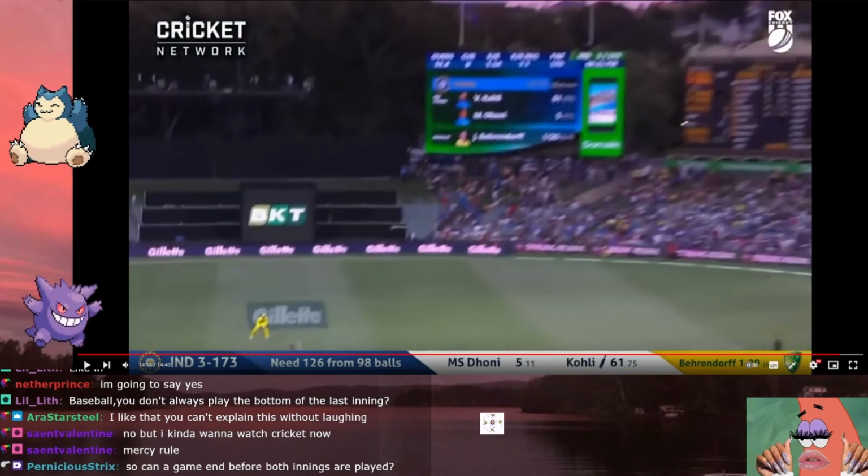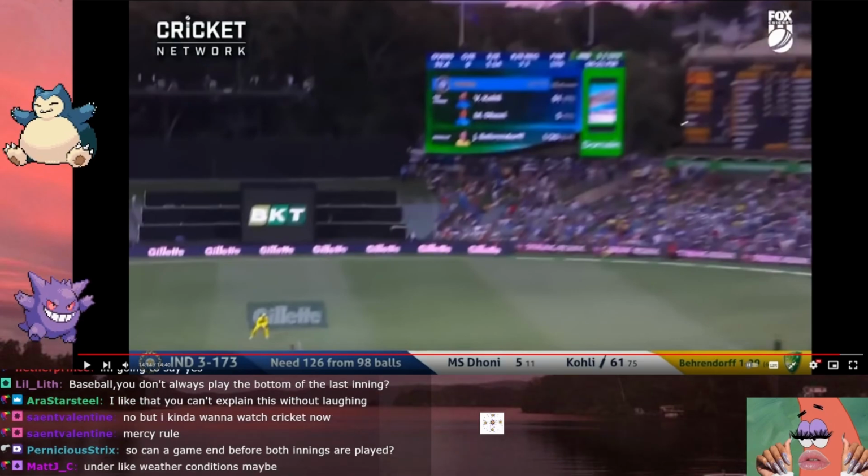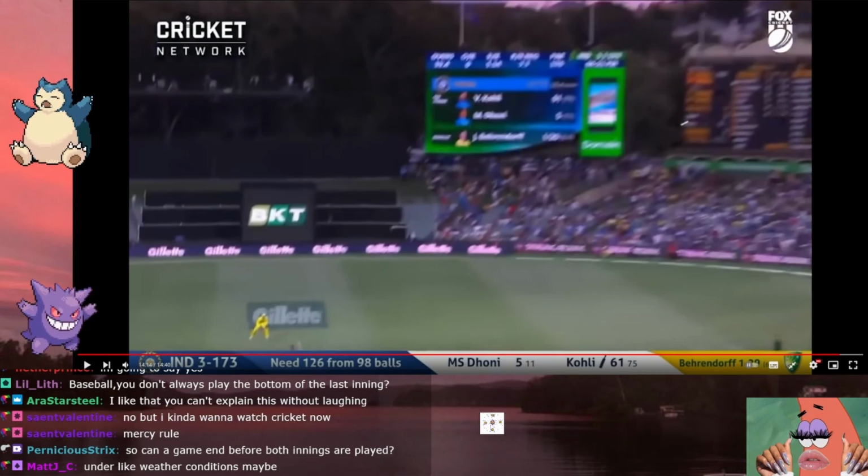Can a game end before both innings are played? In limited overs cricket, no. Well, like, yes, you can end the game early by just scoring more runs than the other team. Or sometimes, yeah, the weather will cause problems. Like, you can't play cricket in rain.